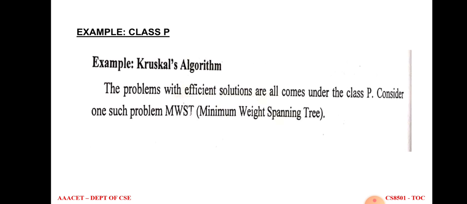First we will see the example problem for class P, which means the problem gives the solution in polynomial time. The example is Kruskal's algorithm. Problems with efficient solutions all come under the category of class P. Here the example problem is MWST, minimum weight spanning tree, an example of a class P problem, which means this problem gives the solution in polynomial time.